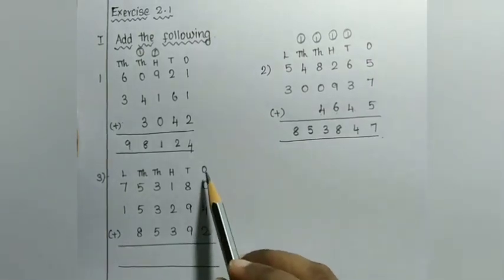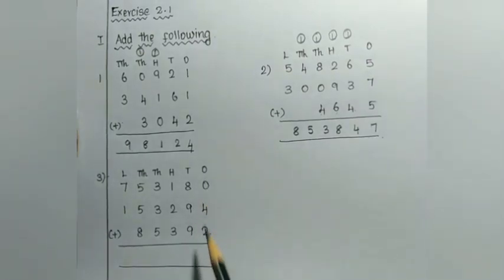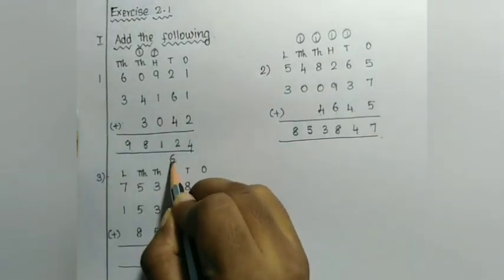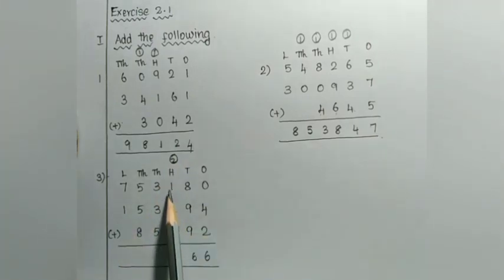Now, in ones position, third sum, 0 plus 4, 4. Plus 2, 6. 8 plus 9 is 17. 17 plus 9 is 26. So 6 here and 2 will go to the hundreds position. 1 plus 2, 3. 3 plus 3, 6. 6 plus 2, 8.